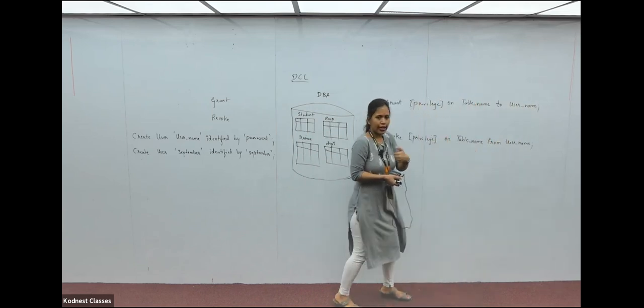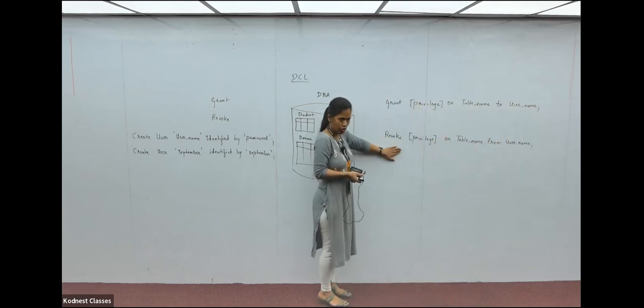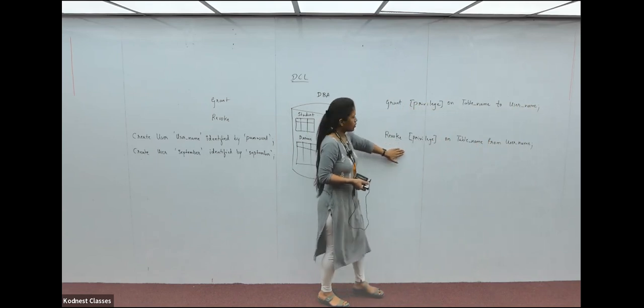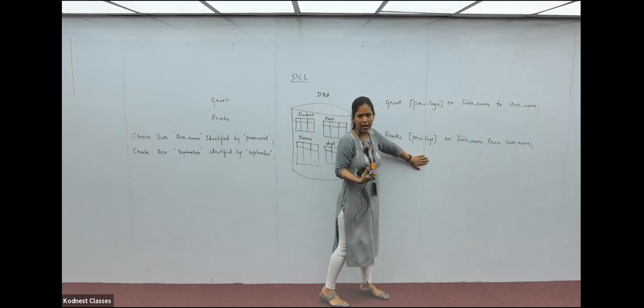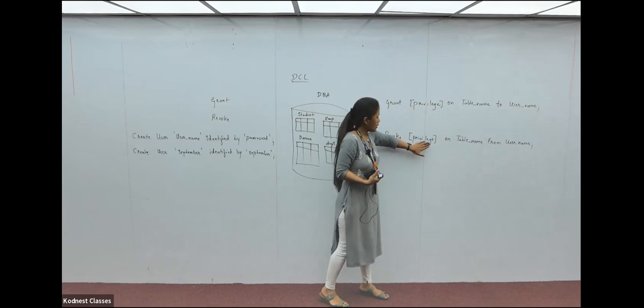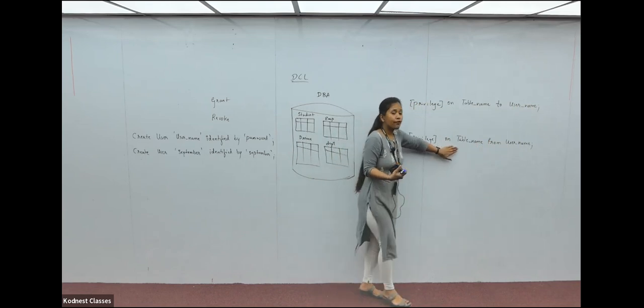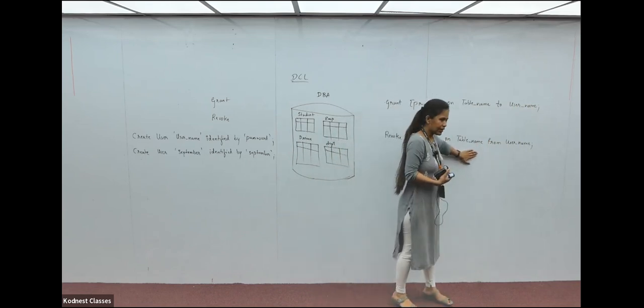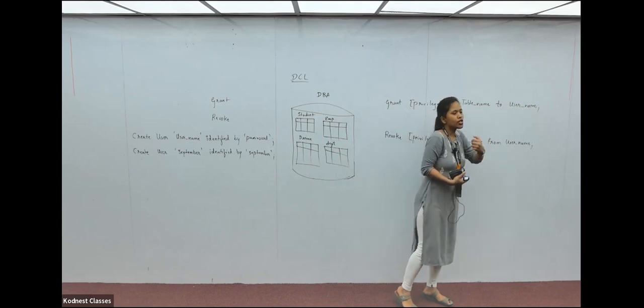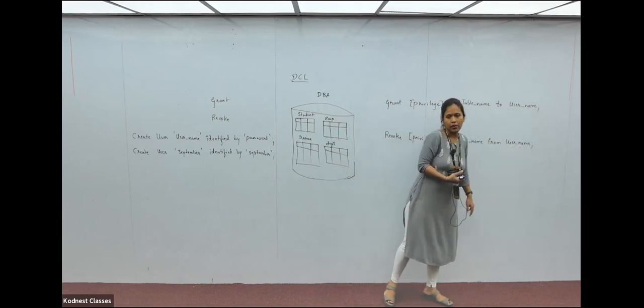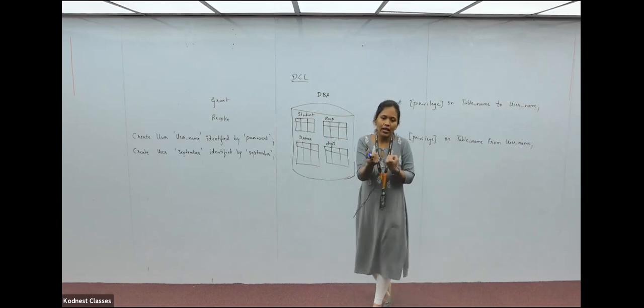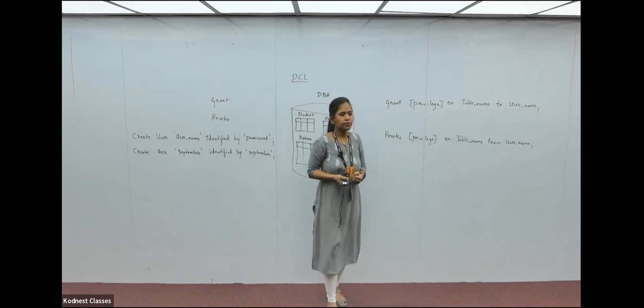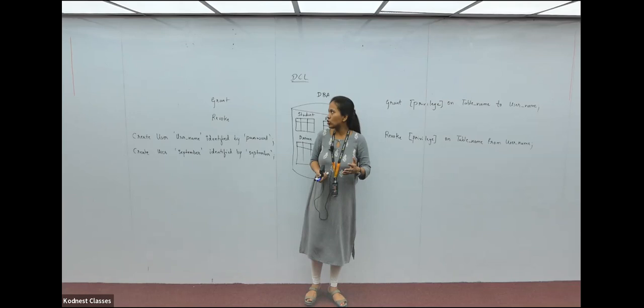And in order to take back the permissions, we use the revoke command. So you will tell revoke, and whatever is the privilege you want to take back, the permission you want to take back, that you specify here. On which table you are taking it back, that table name. From which user you are taking it back, that user name. This is how you give the permissions and take back the permissions. This is what it is about the DCL command.